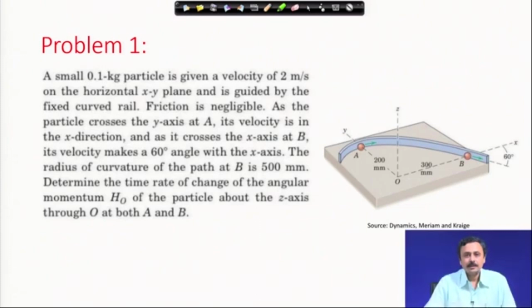Let us look at this example. This says a small 0.1 kilogram particle is given a velocity of 2 meter per second on the horizontal xy plane and is guided by the fixed curved rail. Friction is negligible. As the particle crosses the y axis at A, its velocity is in the x direction. Notice that the velocity is in the x direction at this point A.